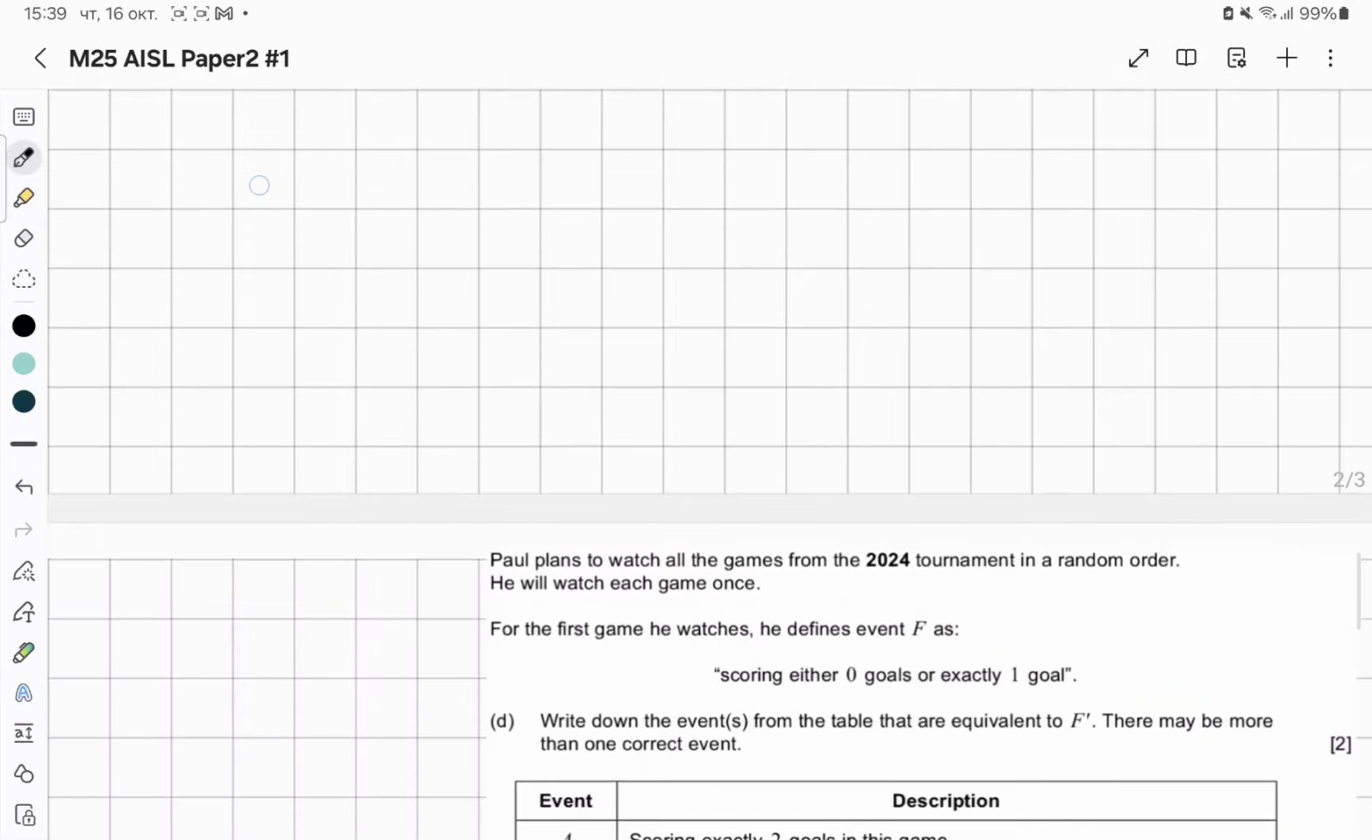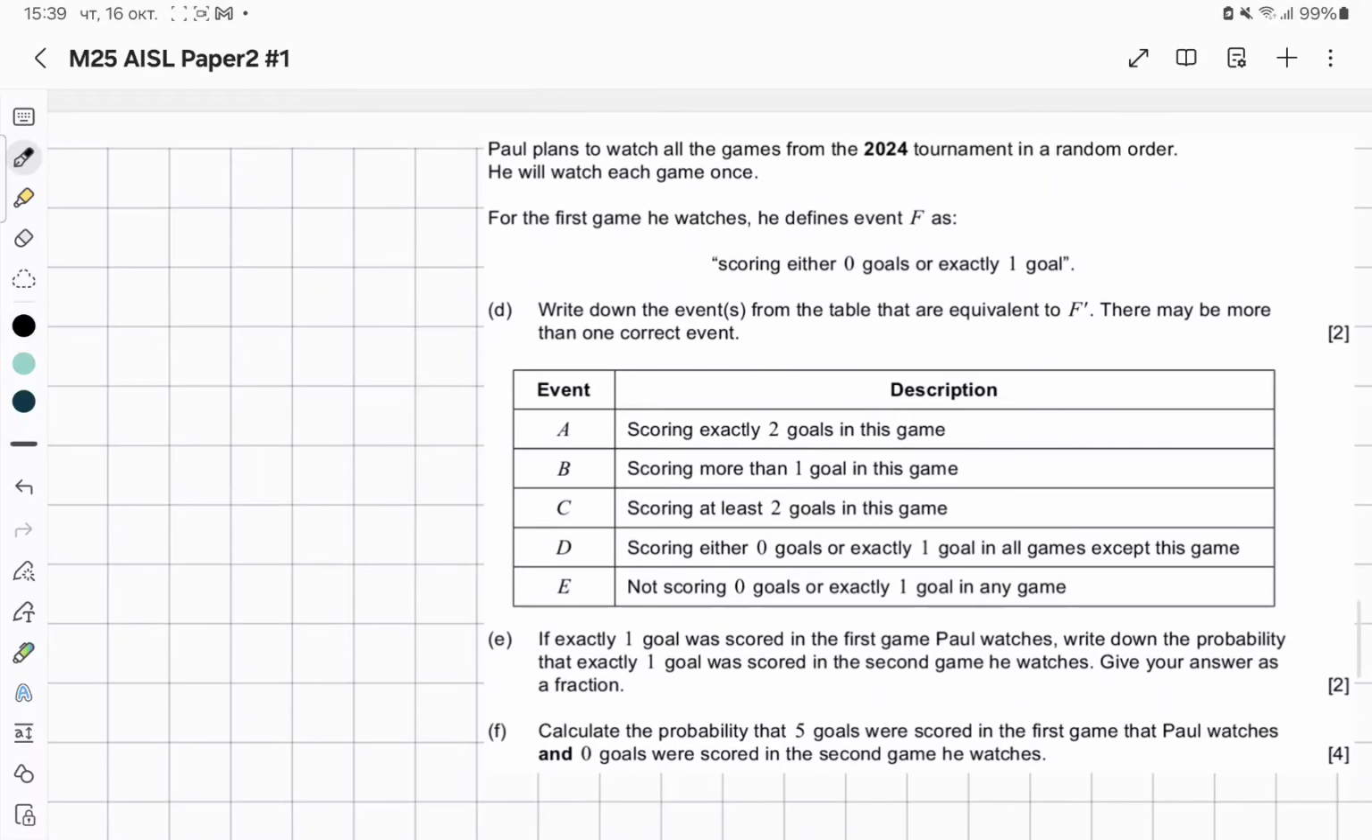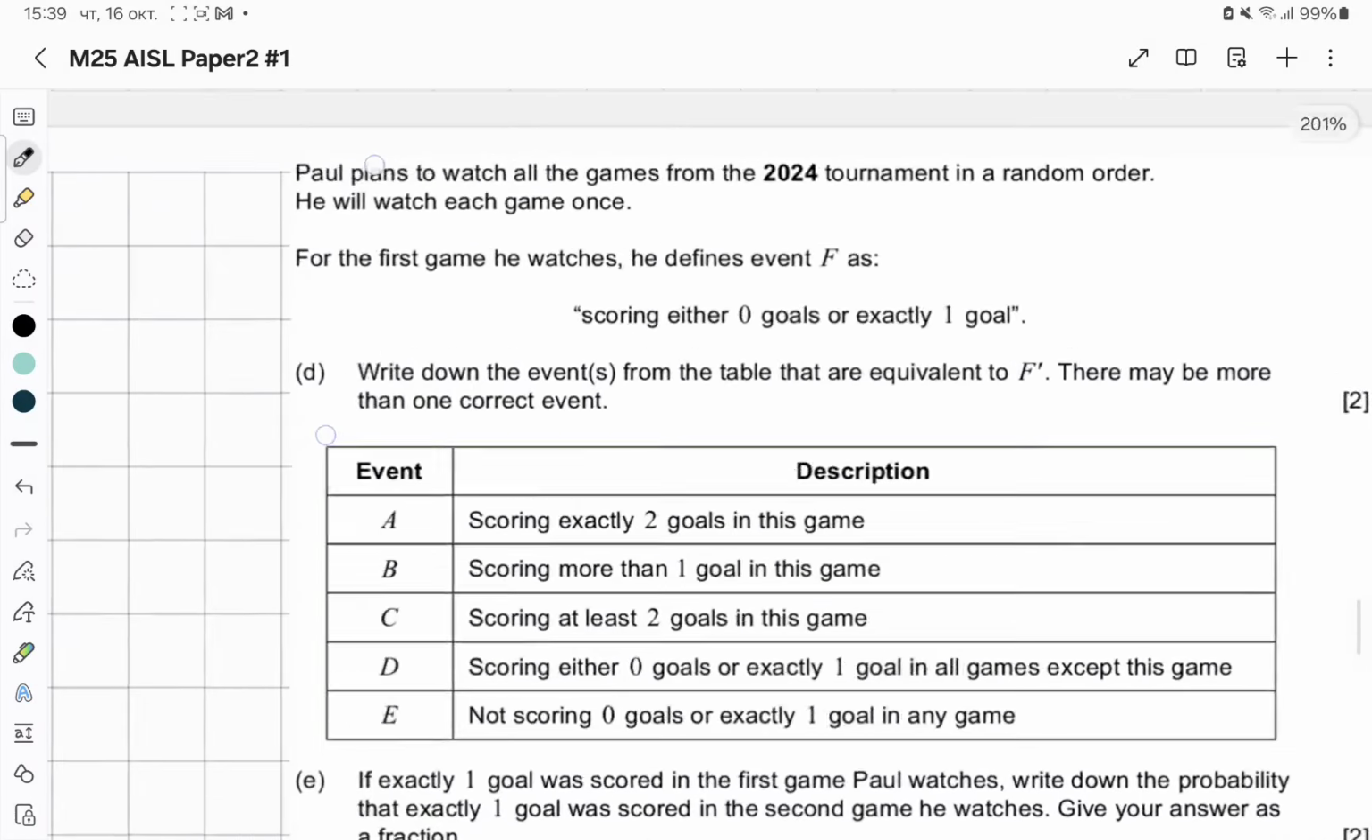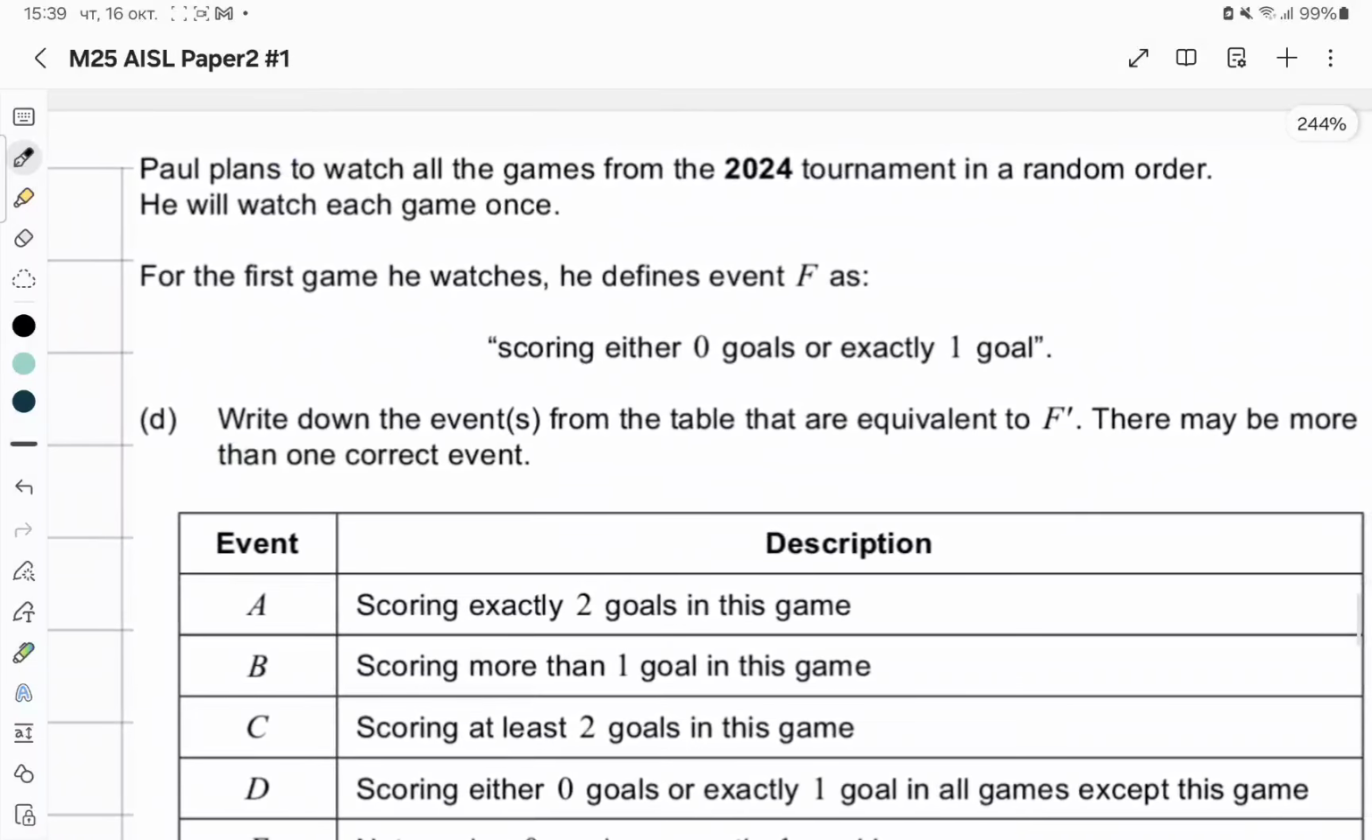Now let's turn to part D. Paul plans to watch all the games from the 2024 tournament in a random order. He will watch each game once.